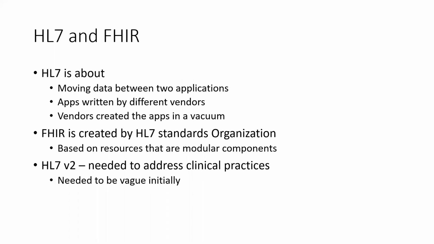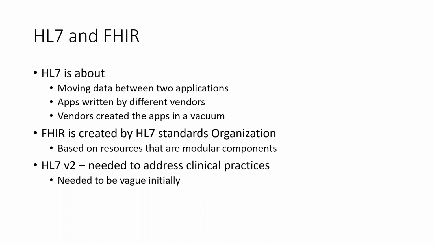Now let's quickly jump to what HL7 and FHIR are and what the relation between these two is. HL7 is about, as we discussed, moving data between two applications written by different vendors, where vendors created the applications in a workaround. This is exactly what HL7 is about in a nutshell.